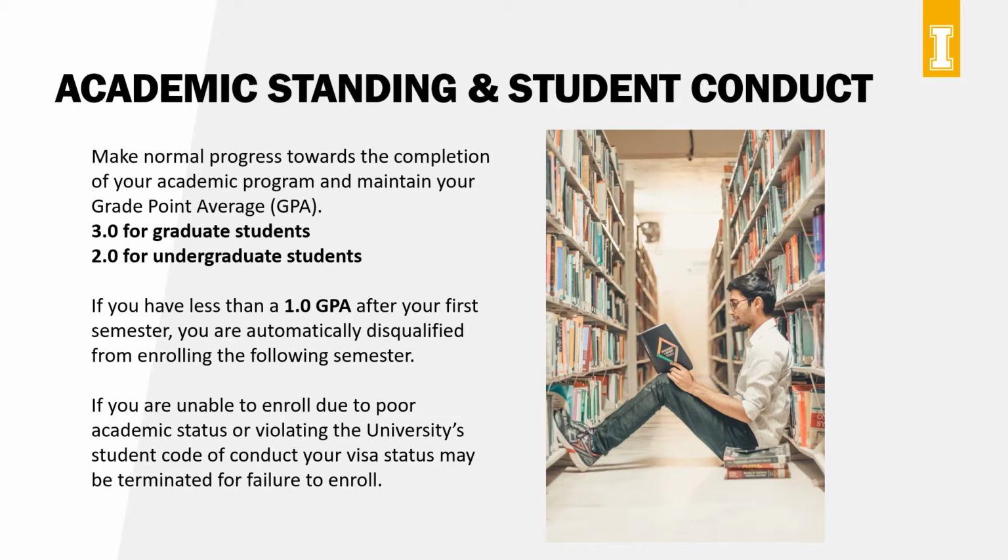If you fall below a 1.0 GPA in your first semester at the University of Idaho, you will be automatically disqualified from enrolling in the following semester. If you are unable to enroll due to poor academic status or for violating the university's Student Code of Conduct, your visa status may be terminated for failure to enroll. It is very important that if you are falling behind in your classes, you reach out to your professors or the academic resources available to you on campus.